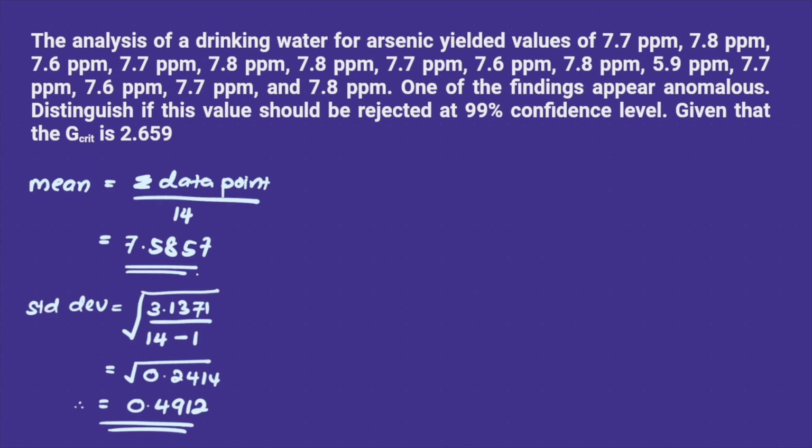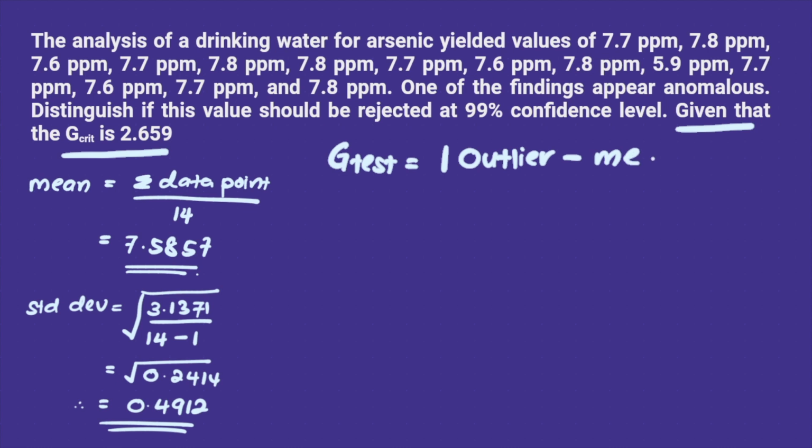Alright, the next thing that we need to check is what type of calculation we can use to distinguish these outliers. So in the question, you were given the G critical, which means that you need to do the G test. In the G test, the formula is your outlier minus the mean. Remember, there's a modulus over here, divided by the standard deviation.